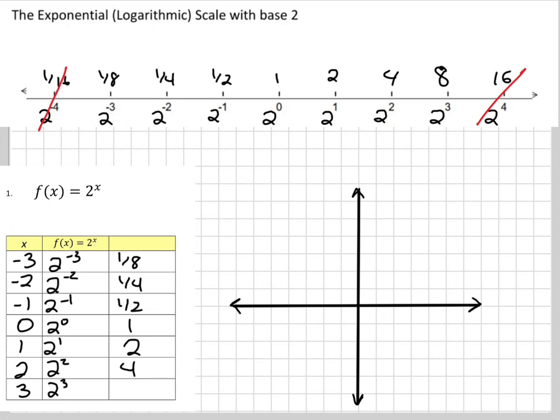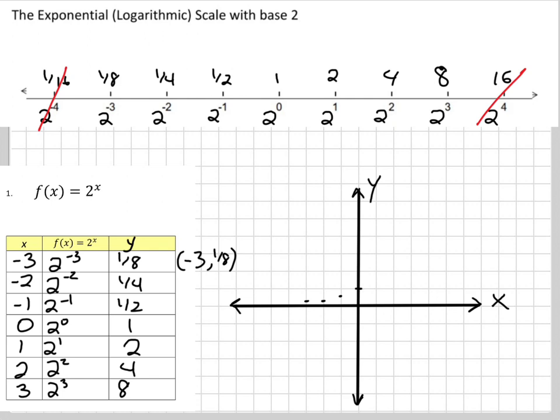Okay, and then once we've filled in our table, we're going to treat these as ordered pairs. So the first ordered pair that we have, my x value is -3 and my y value is +1/8. So where should that go on this graph? Well, remember, this is the x value, this is the y value. So -3, we're at 1/8, so that's pretty low. Then we have -2, 1/4, that's still pretty low. Then we have -1, 1/2, and then we have 0, 1.